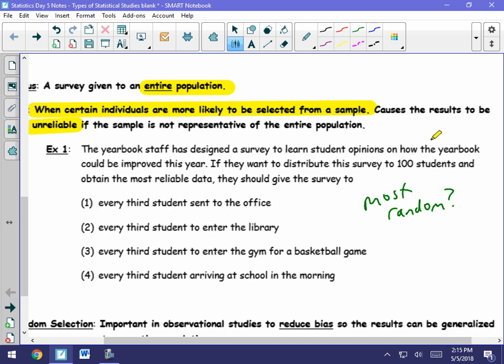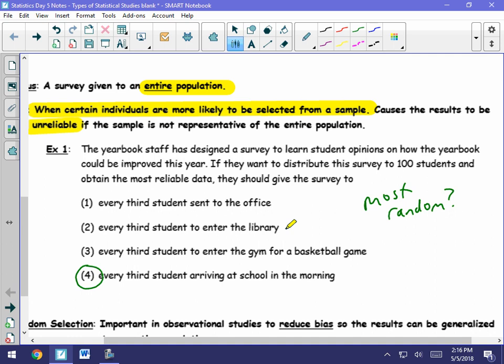So if you think about that for a moment and say which one's going to give us the most random collection of kids to answer the survey, hopefully you landed on this one, choice 4. We say every third student sent to the office. Well, if you're getting sent to the office, you probably have some sort of issue, so that's not necessarily random.